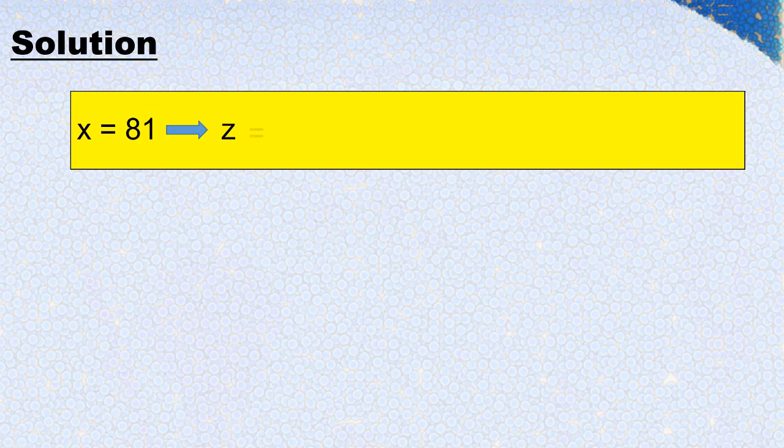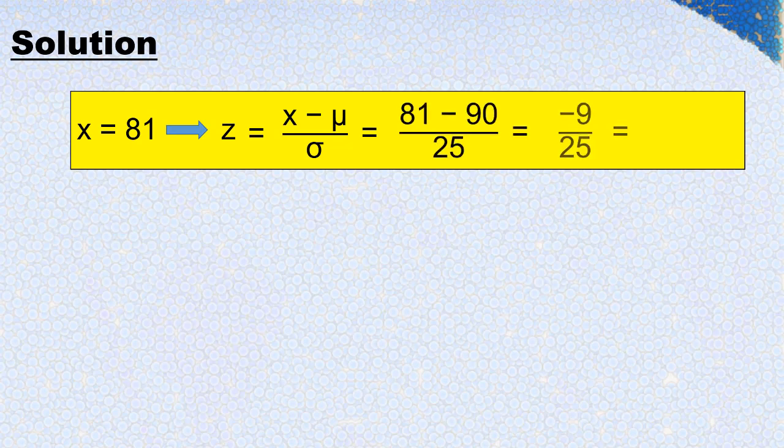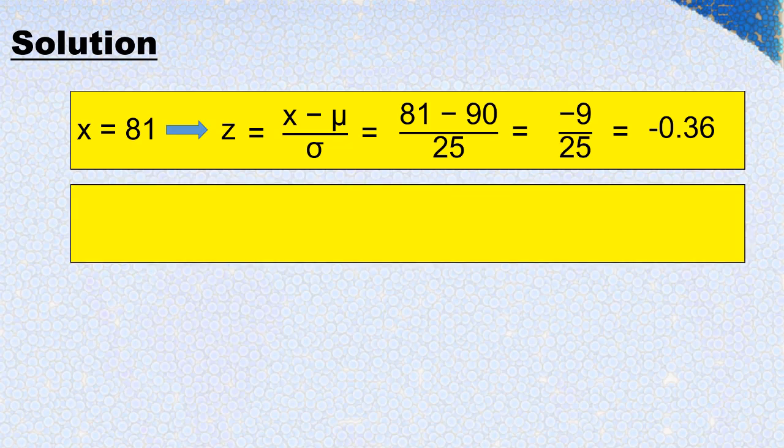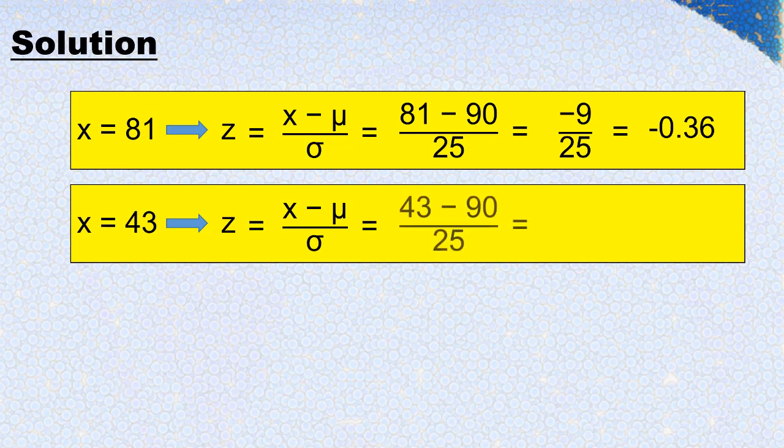So we're going to use the z-score formula. Z equals x minus mu over sigma, which is going to be 81 minus 90 over 25, which is negative 9 over 25, which is negative 0.36. So that's my first z-score. Then I look at x equals 43. Same z-score formula. Z equals x minus mu over sigma. But now it's 43 minus 90 over 25, which is negative 47 over 25, which is negative 1.88.